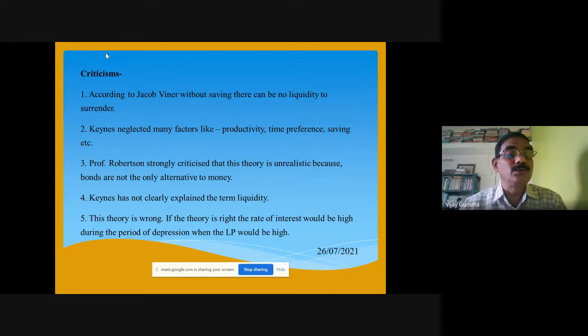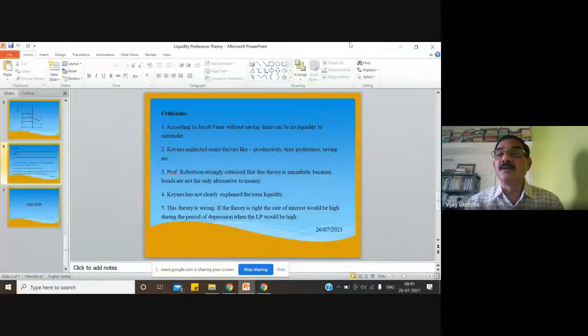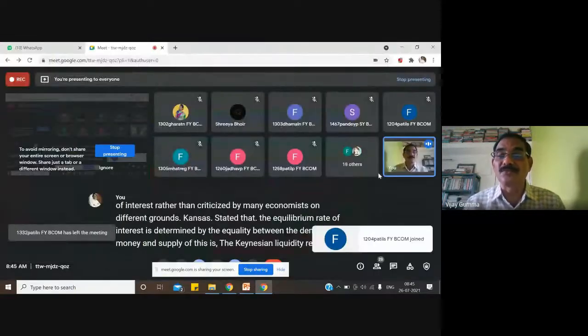Though the liquidity preference theory of interest has been criticized by many economists on different grounds, Keynes has stated that the equilibrium rate of interest is determined by the equality between the demand for money and supply of money. This is the Keynesian liquidity preference theory of interest.